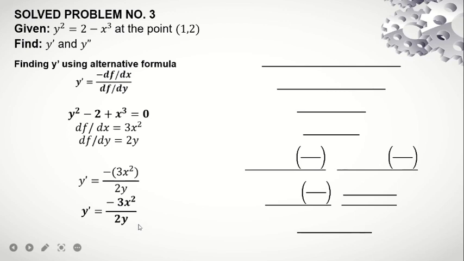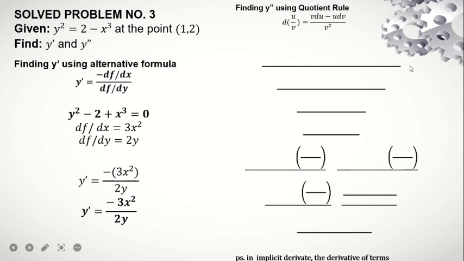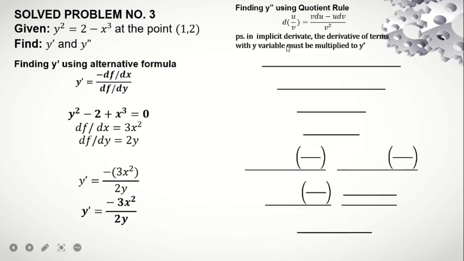Now, how about the second derivative? Since this is a fraction, what derivative rule will you use? Of course, the quotient rule. It won't work with the chain rule. Now, what do we do? In implicit differentiation, the derivative of terms with y must be multiplied by y prime. As always, you cannot use the alternative formula for this. Instead, you are going to use the standard formula, followed by simplification.